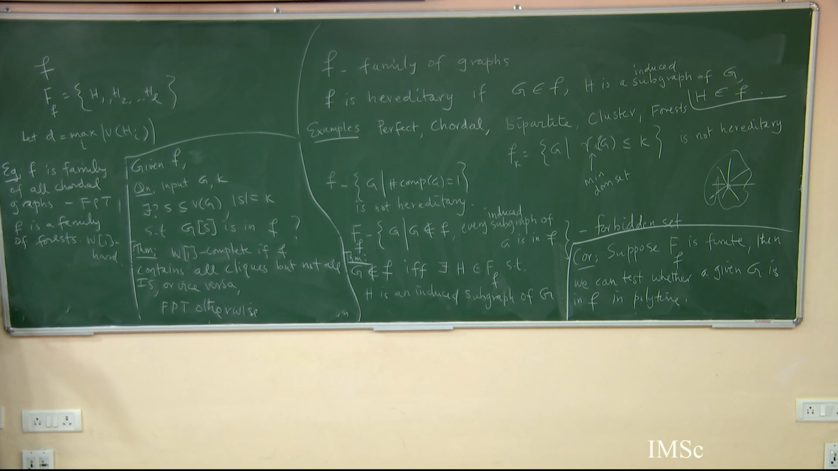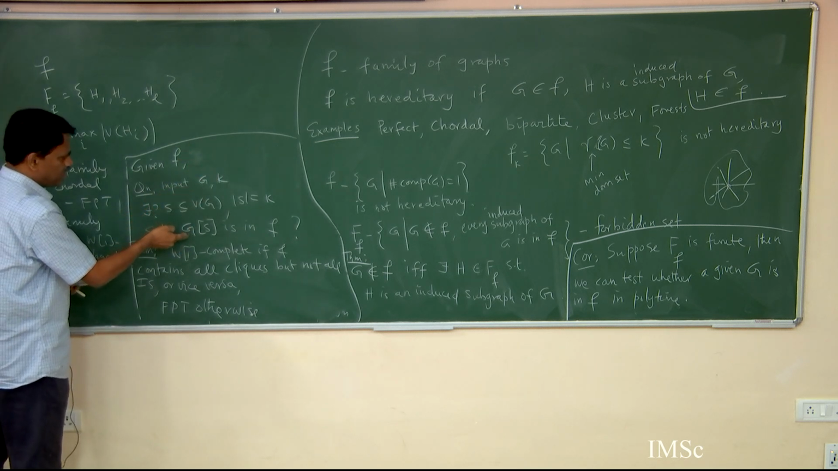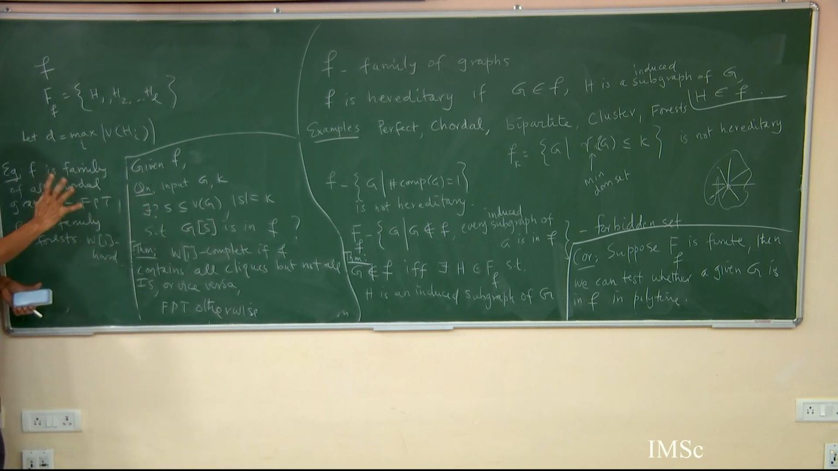Does this not imply that anything is W[1]-complete? Yeah, it is. That's the nice thing. If you have a hereditary class of graphs, then there is a clean dichotomy theorem. All I said is that for the deletion question, where you can delete k vertices to get into F, we do not have such a nice theorem.